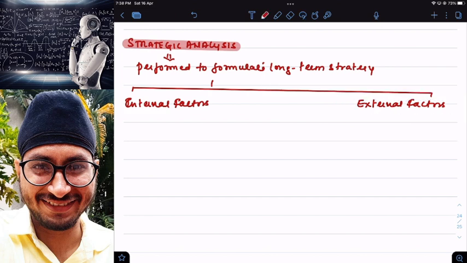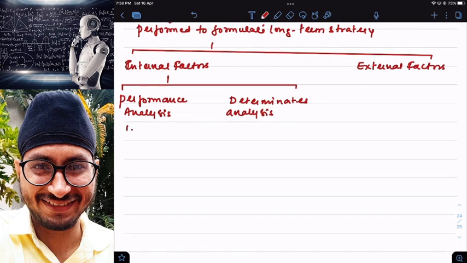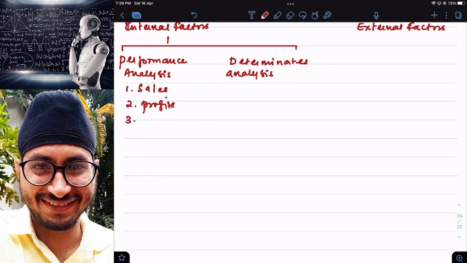Internal factors have two parts. The first is performance analysis, and the second is determinants analysis. Clear? Now, how do I know about my performance? I can verify the sales, I can verify profits, and I can verify the shareholder value.